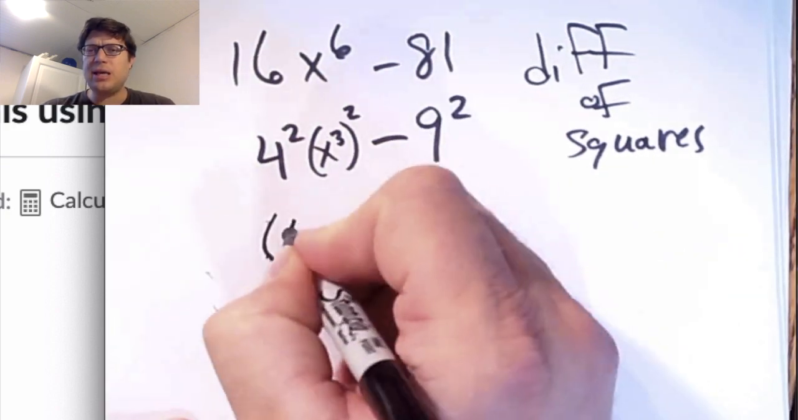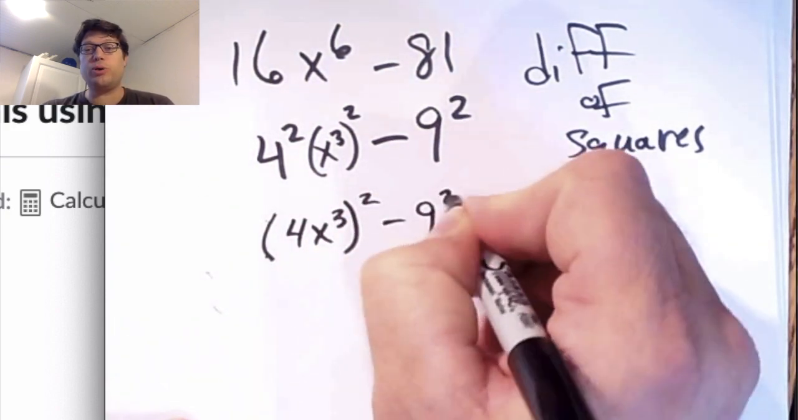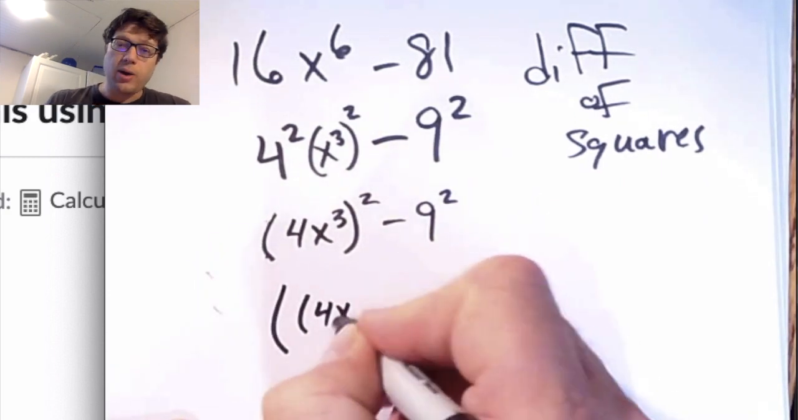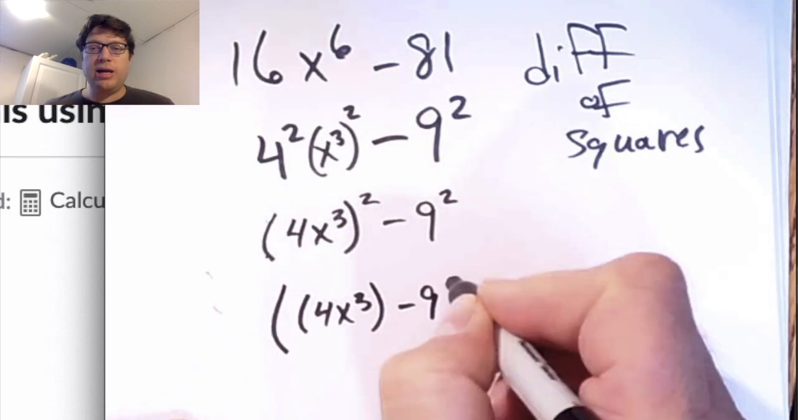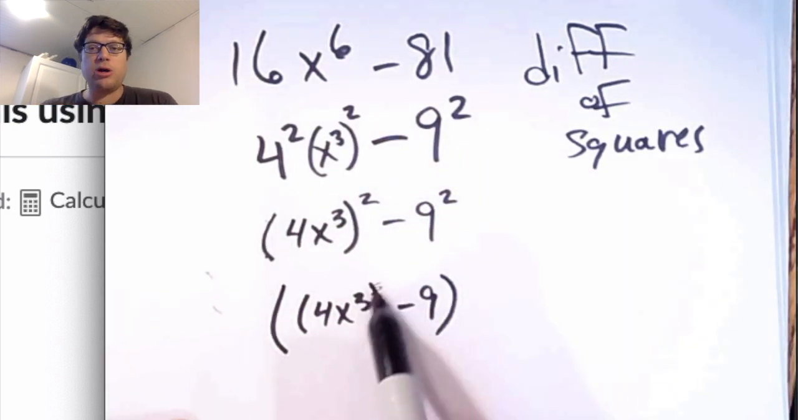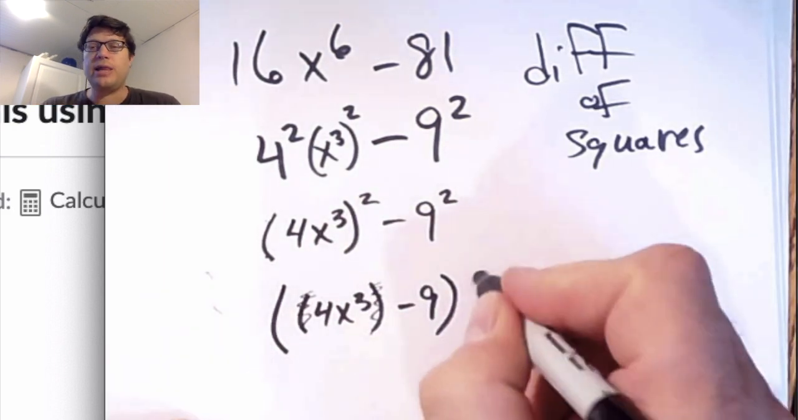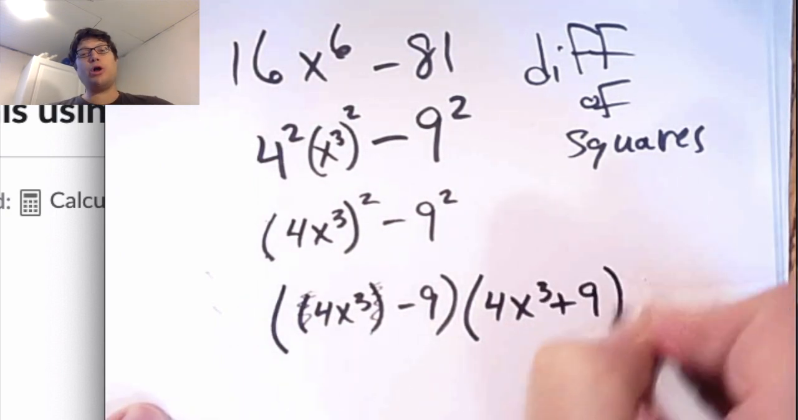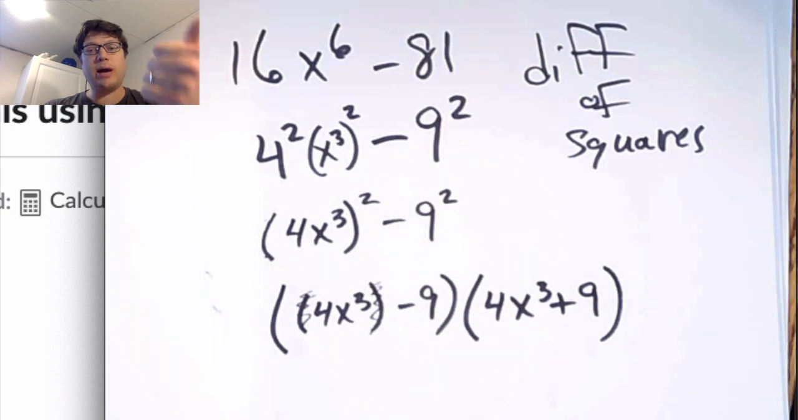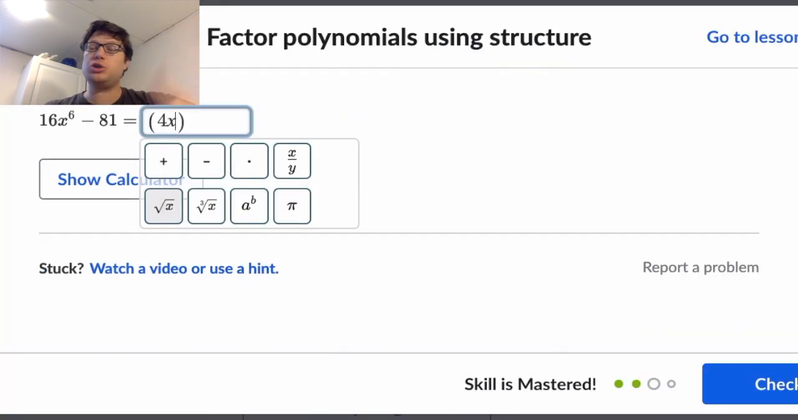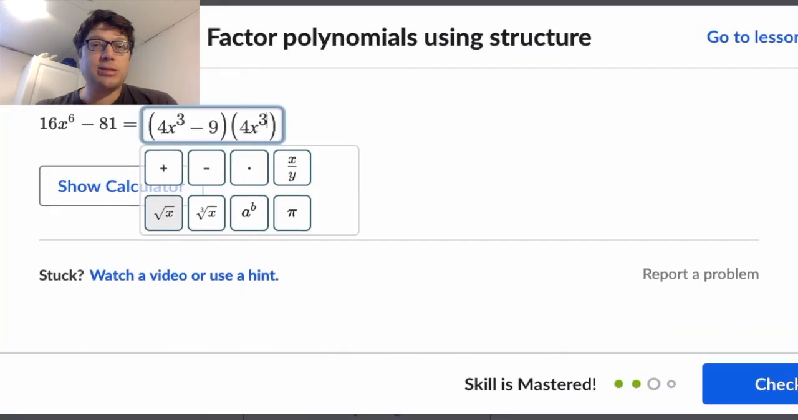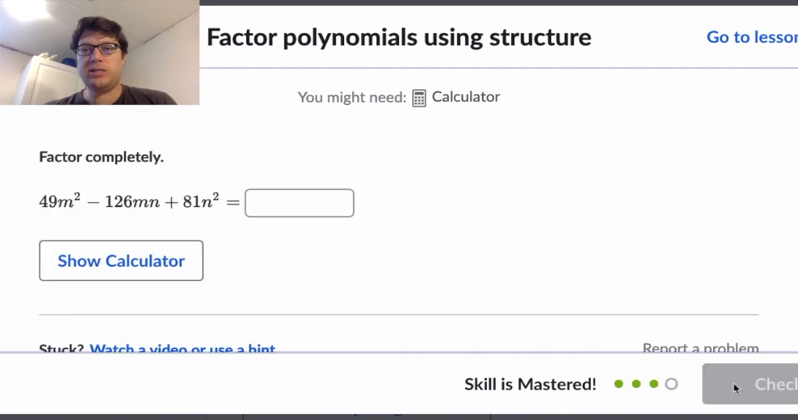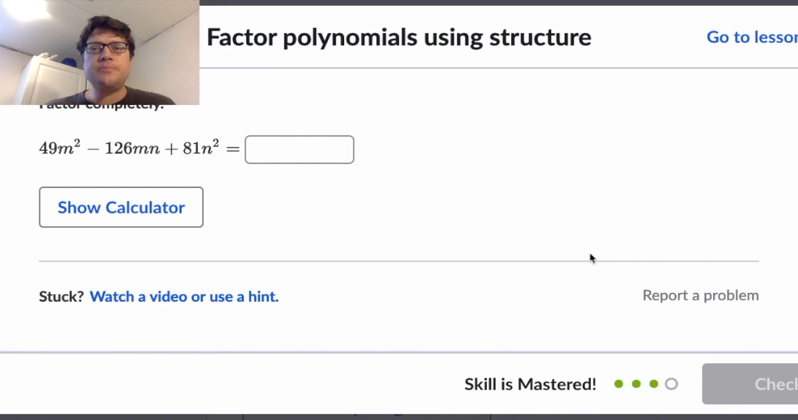16x to the sixth, we can use properties of exponents to rewrite that as 4 squared times x to the third squared, and bringing the squared out of it allows us to put 4x to the third as that quantity that is squared. That makes this a difference of squares problem, because now we know what is the u minus v times u plus v structure. 4x to the third minus 9, u minus v. 4x to the third plus 9, u plus v. Difference of squares structure in action.